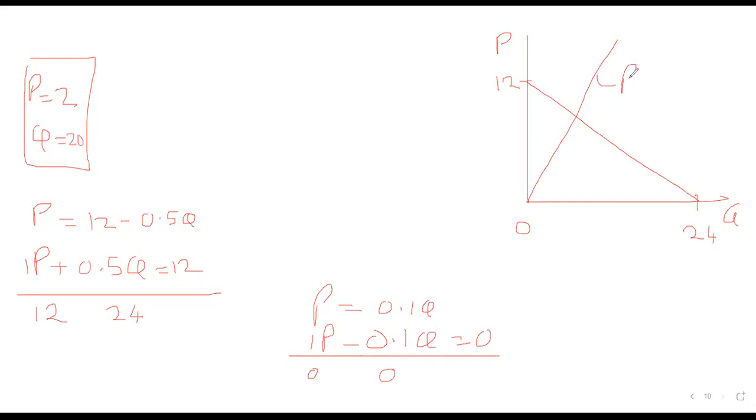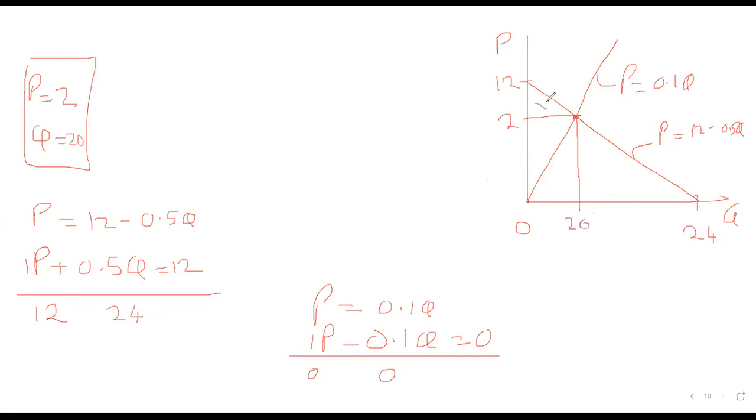So this was our P is equal to 0.1 Q. And this was our P for demand, which was 12 minus what? 0.5 Q. What was our equilibrium price? 2. What was our equilibrium quantity? 20.